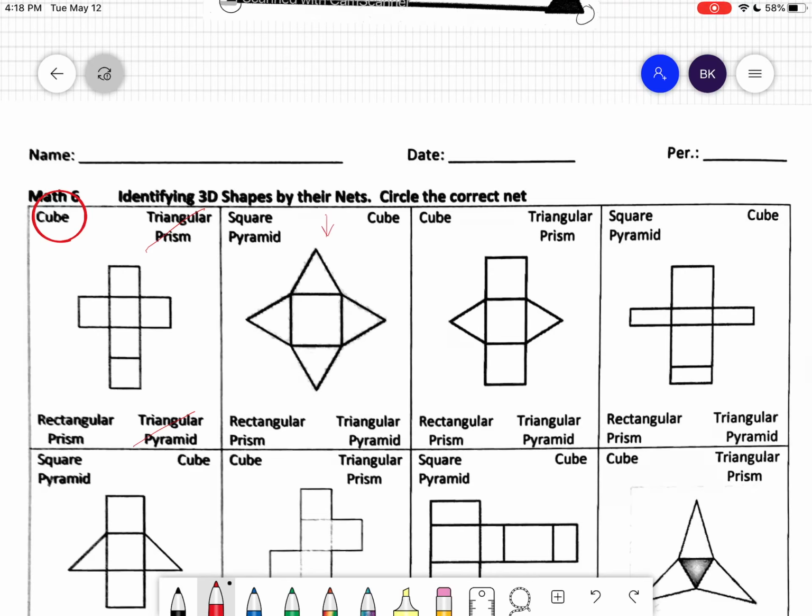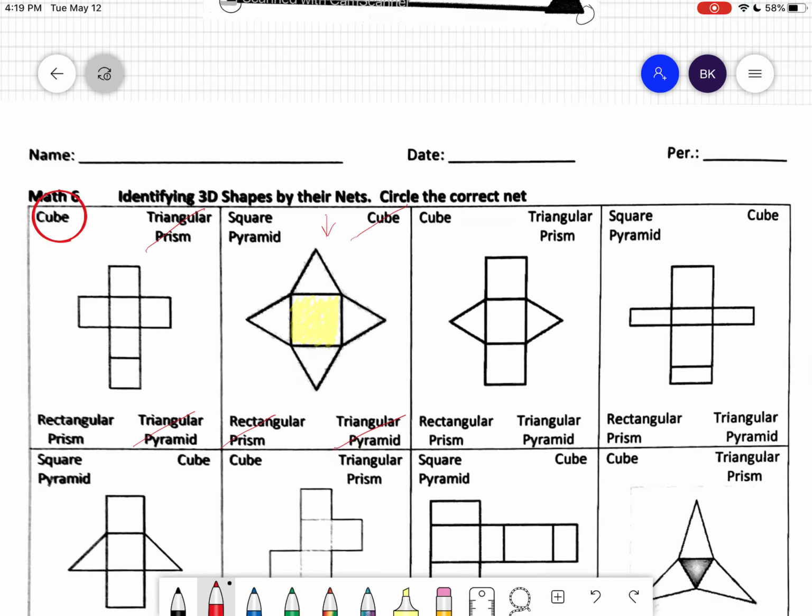Moving on to the next one. Right away, I can see 4 triangles and 1 square. So I know it's not a prism. I know it's not a cube. So it's either a square pyramid or a triangular pyramid. And what I'm looking at is the base. The base determines the name. Since it's a square, it's going to be a square pyramid, or we can also call it a rectangular pyramid. So again, it's not a triangular pyramid because this is not a triangle, it's a square.